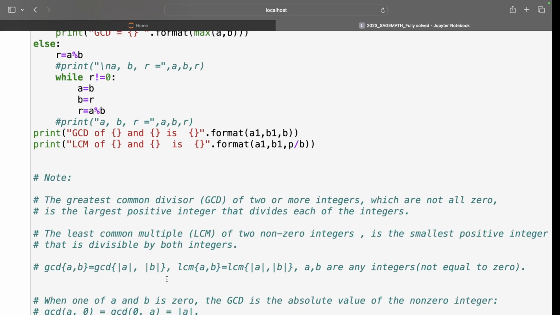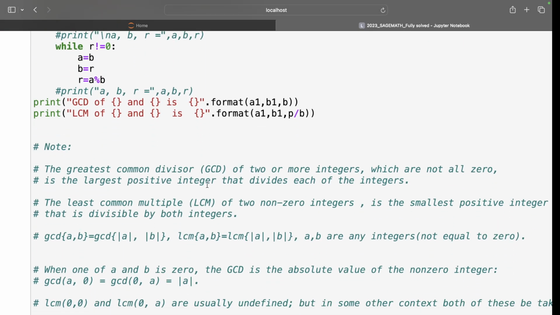Now note that the greatest common divisor, GCD, the highest common factor of two or more integers which are not all 0, is the largest positive integer that divides each of the integers.